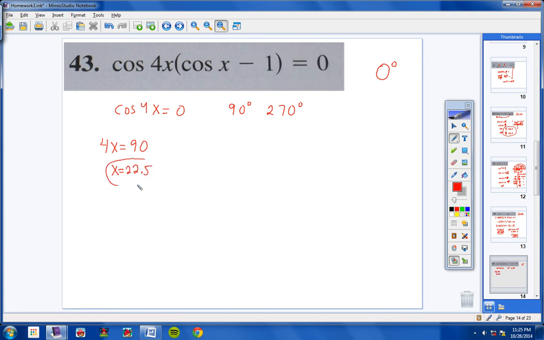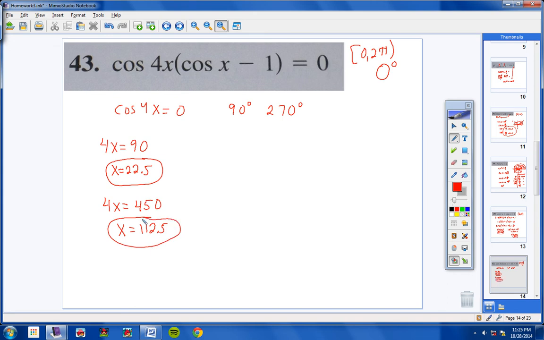Now, you have to take 90 degrees and add 360 to it, and get 450. And now try this number. Divide by 4, and you will get 112.5. Now listen, students, as long as these answers for x are staying in our domain, then we're totally good. We got to keep going. So here we got 112.5. That's still easily in our domain.